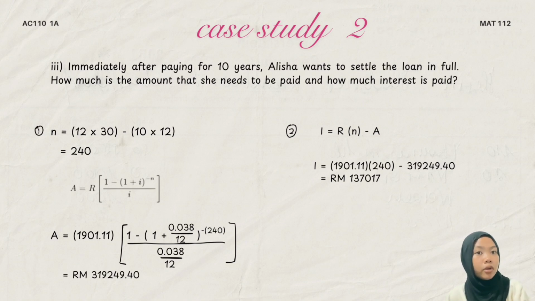Next, the total interest is I equal to R times n minus A. So R is 1901.11 times 240 minus 390,249.40. So the total interest is 137,000.